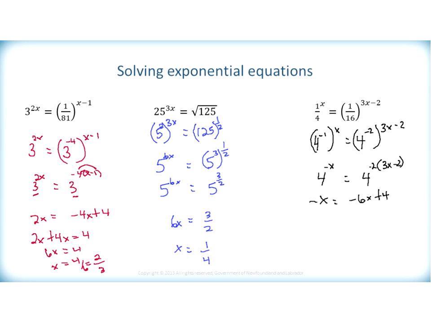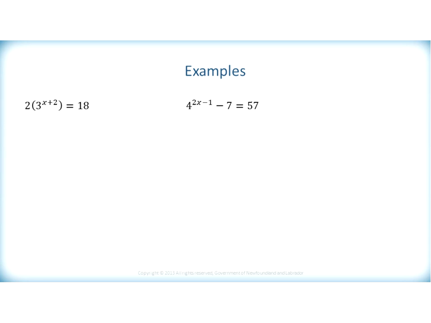Remember to use the distributive property here. We have -x plus 6x, which would equal 4. 5x equals 4, so x would equal 4/5. And we're going to take it just one more step further here.